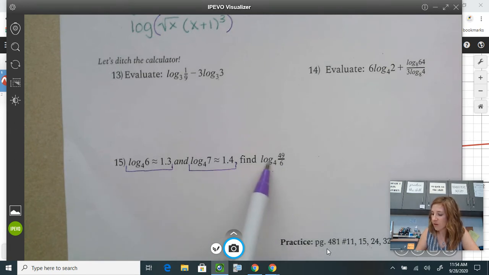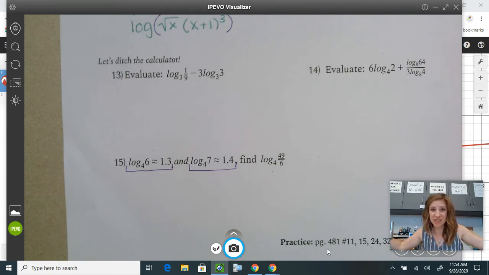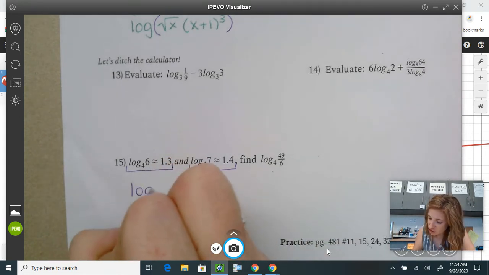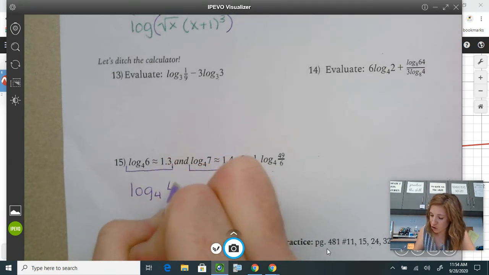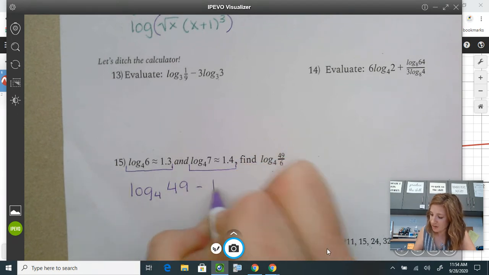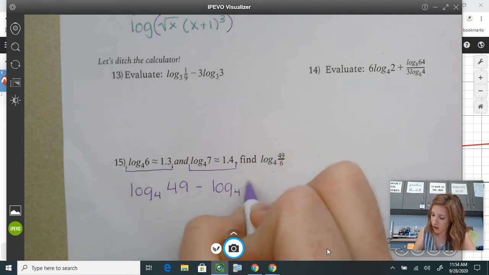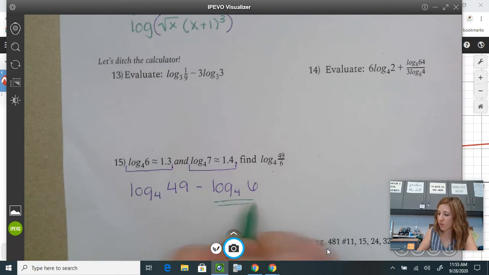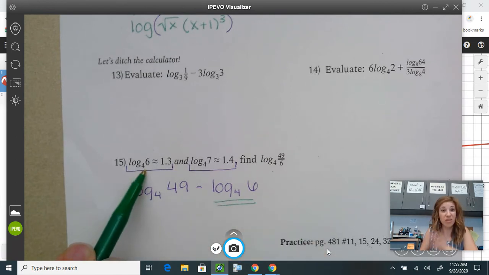Well, I see log base 4, I see a 6 in the bottom. That's good. I know log base 4 of 6. However, I need that log in base 4 of 6 to not be in a denominator. I can do that by expanding this expression. I see division, so I can expand it to be subtraction of the numerator minus a log in base 4 of the denominator. Okay, well, we already know what this is equal to.